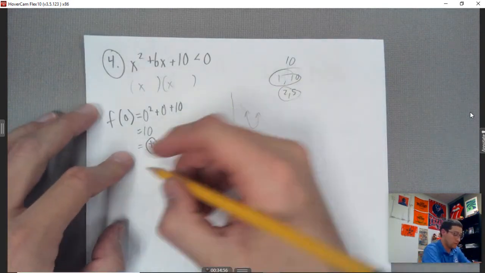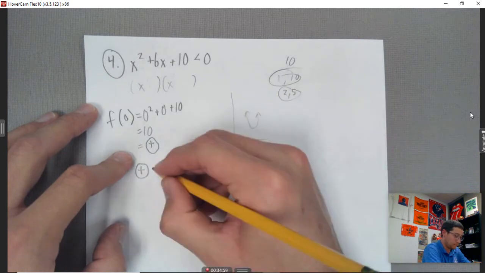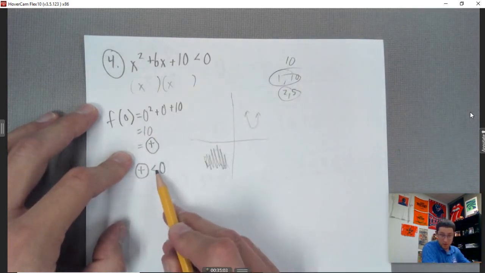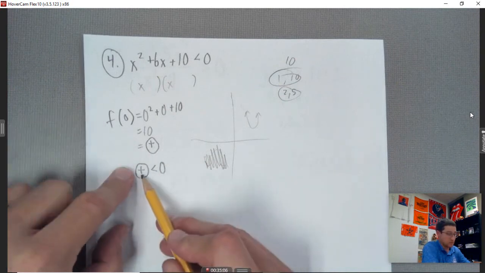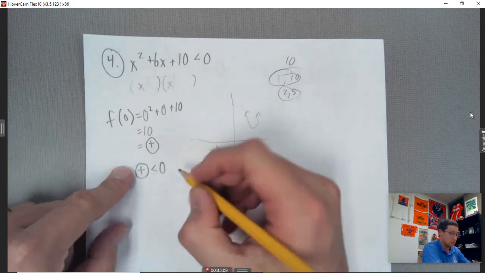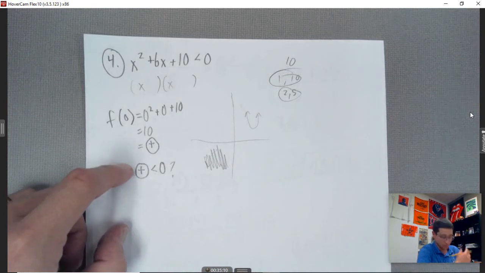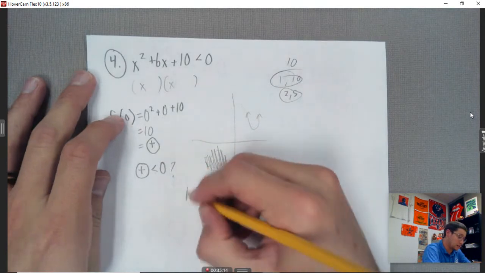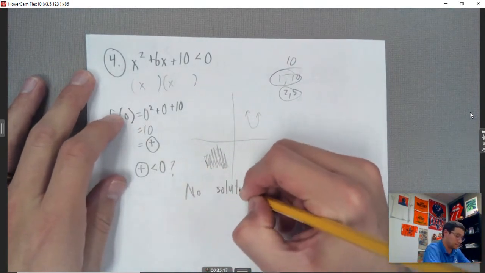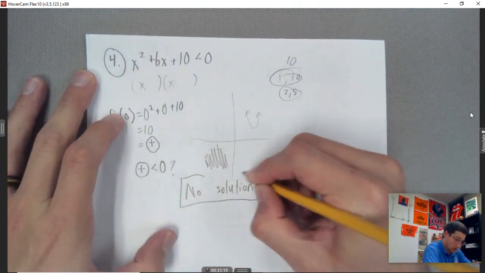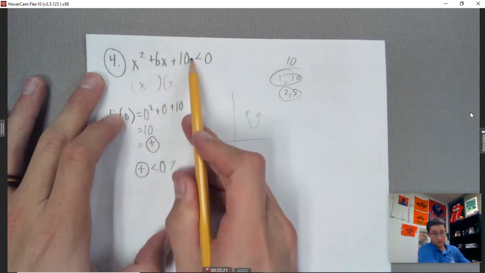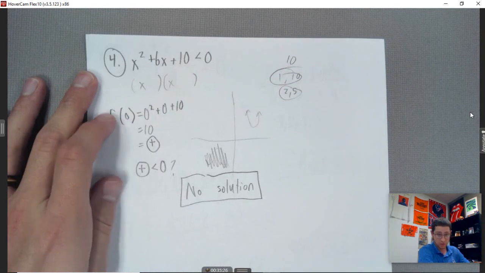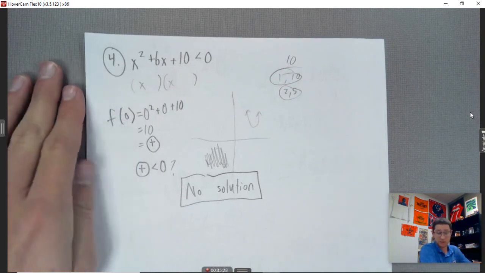So is it true that if I have a positive number, that 0 would be greater than a positive number? Or in other words, is a positive number ever less than 0? Is that a true statement? No. The answer is it is never a true statement. So since it is a false statement, this is no solution. It is never possible for this polynomial to be less than 0. It's always going to be greater than 0. So that's number 4 there.